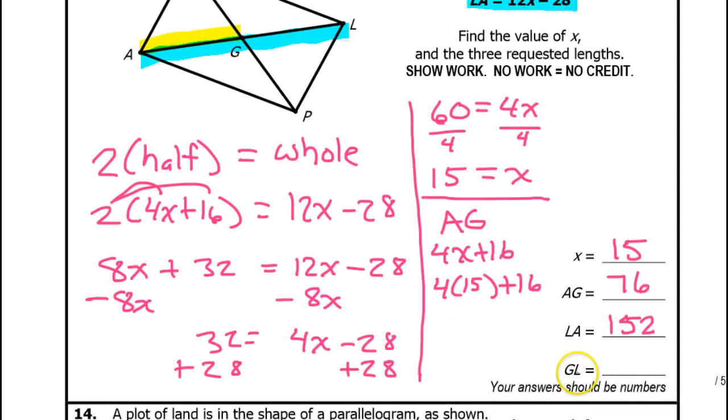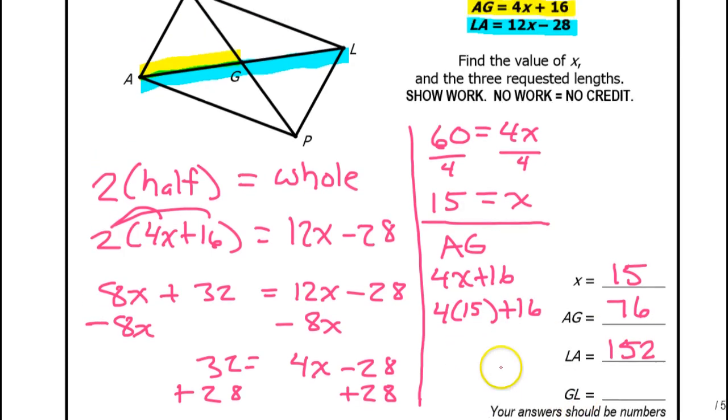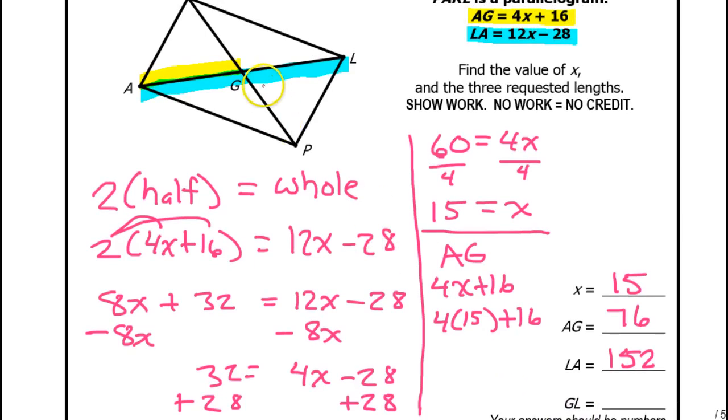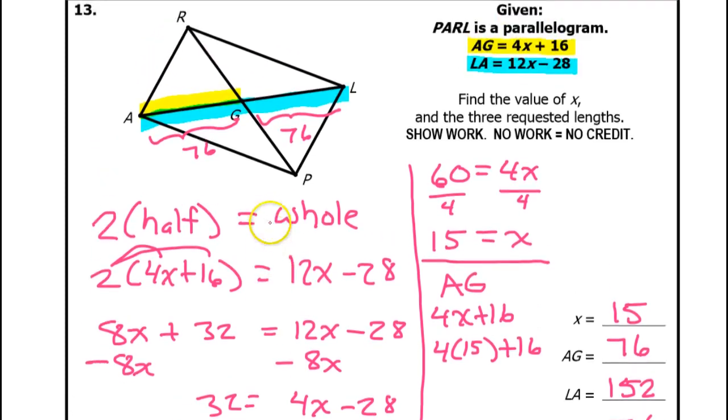Alright, GL. GL is right here. GL is this. GL is a half. So GL and AG should be the same. So AG is 76, so GL should also be 76. They're both halves, so they should equal each other. Half equals half. Alright, so if that's 76, then this should also be 76. Alright, that is it for number 13.